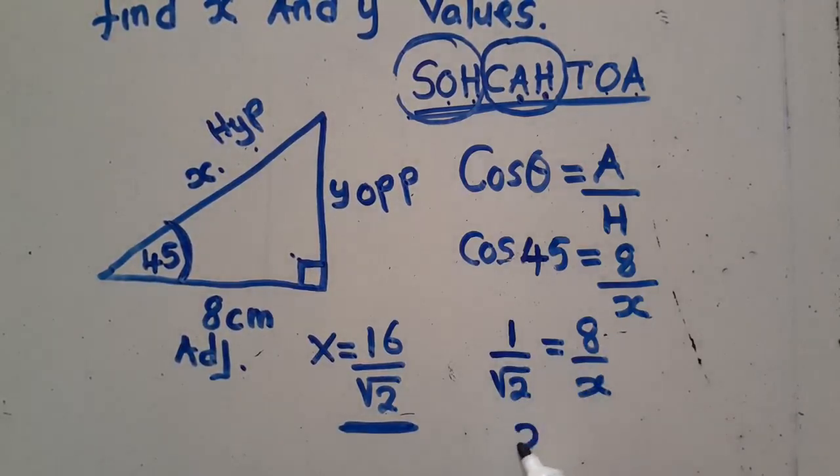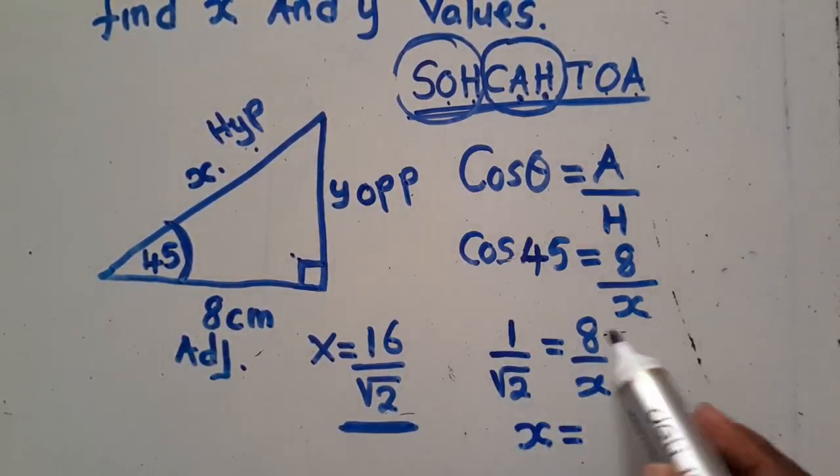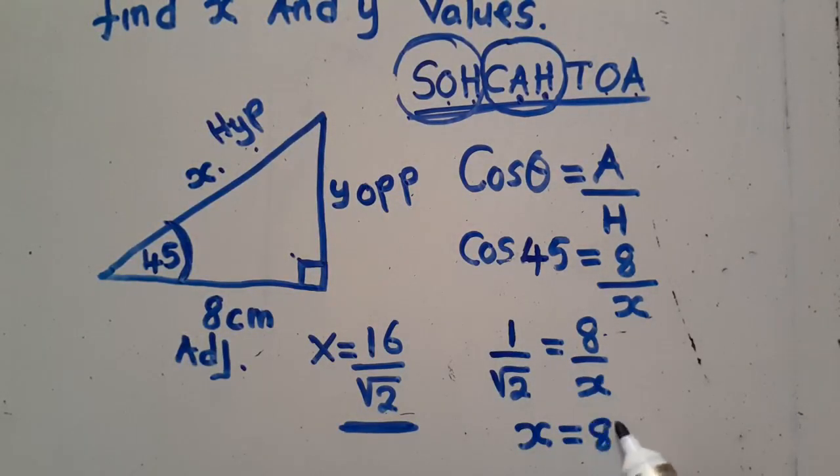I'm going to have x, which is equal to, what am I going to have? 8 root 2. I'm going to have something like this. So if you want to prove this, these two answers are correct. This answer and that answer, these two are very much correct.